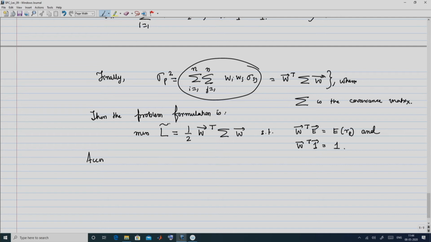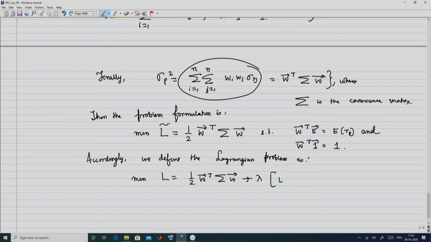So, accordingly, we define the Lagrangian problem as minimization of L = 1/2 W transpose sigma W plus lambda (E R P minus W transpose E) plus gamma times the constraint. I will incorporate this constraint, so it should actually be 1 minus W transpose vector 1.